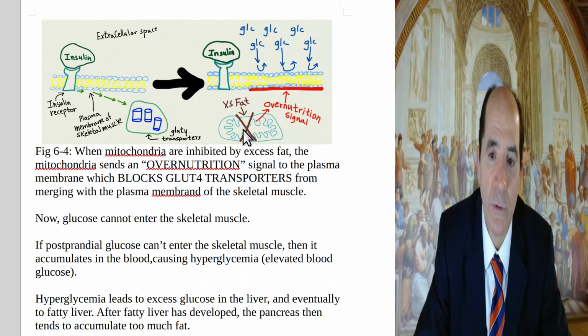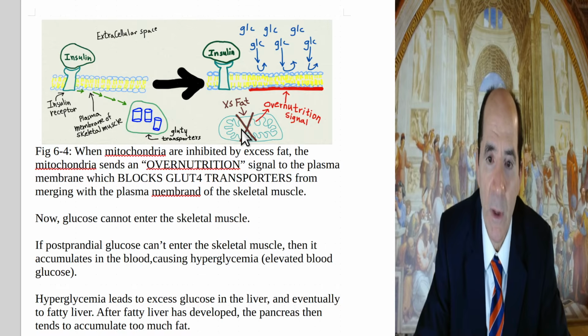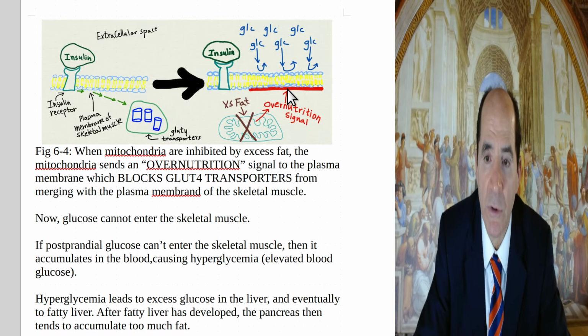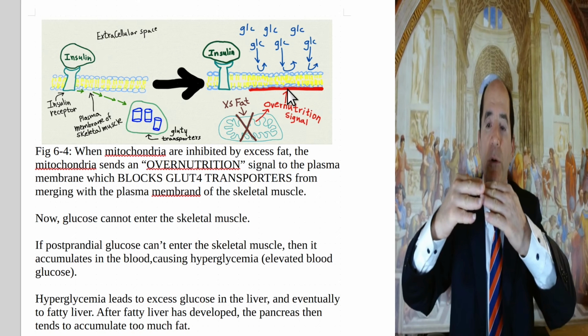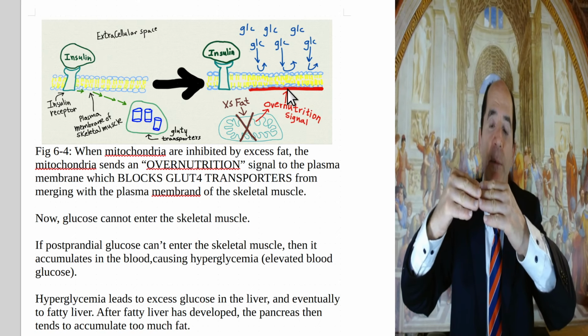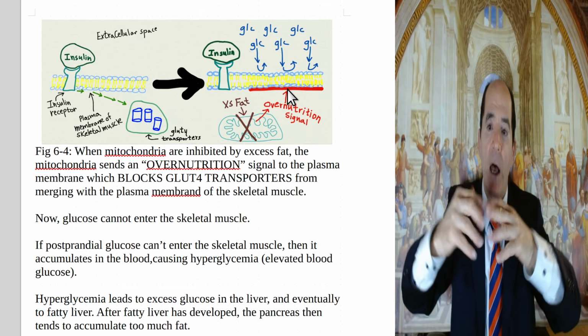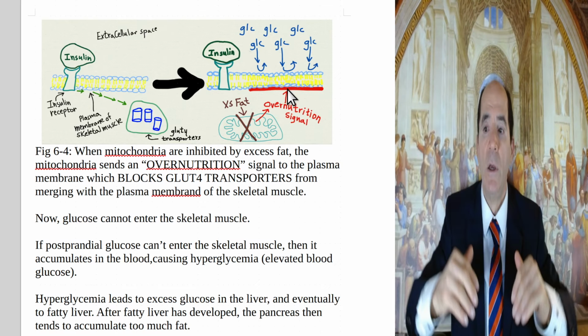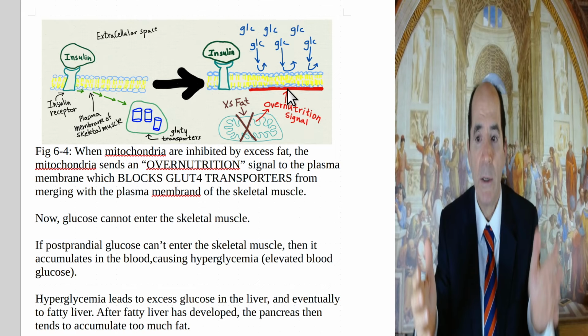And when you have an overnutrition situation, the mitochondria sends a signal to block the glucose type 4 transporter so they don't go to the muscle. And then when the glucose 4 transporters don't go to the plasma membrane, you can't get glucose into the cell. So glucose accumulates in the blood. So you get this after eating, postprandial hyperglycemia.